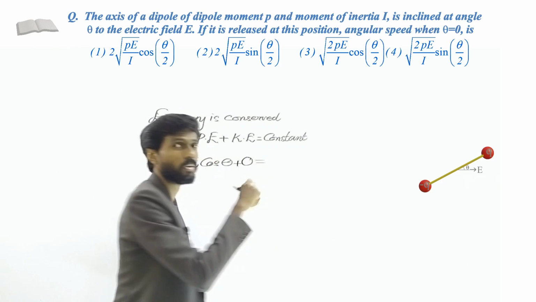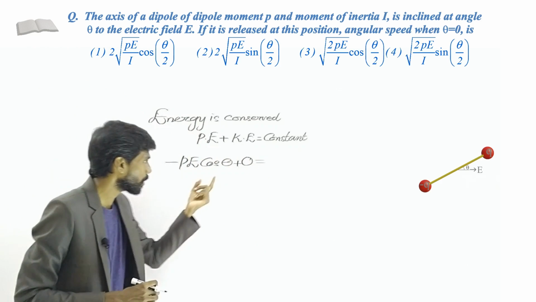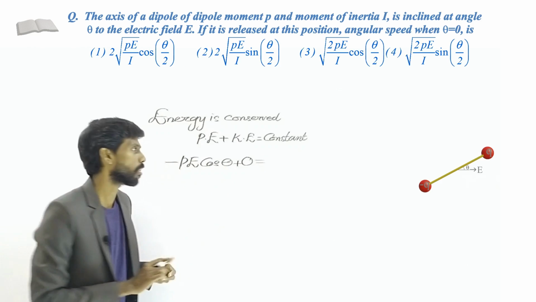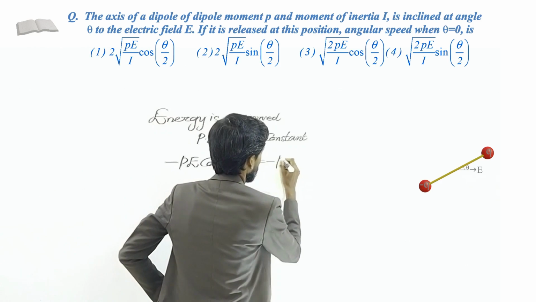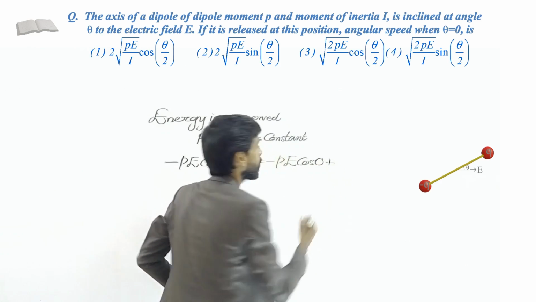Now the final point. So when it is horizontal, what is the potential energy? Horizontal means theta is 0. The same expression, minus pE cos 0. So let me write it as it is: minus pE cos 0. And then the kinetic energy.